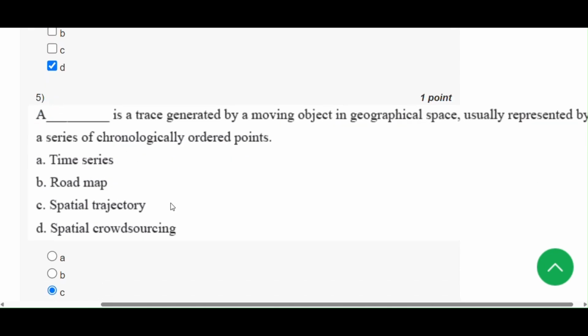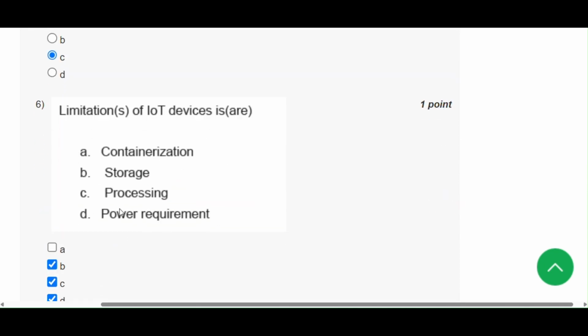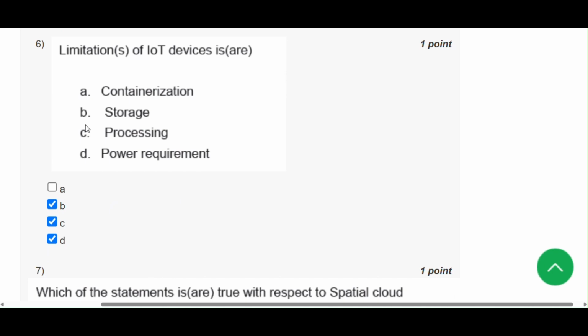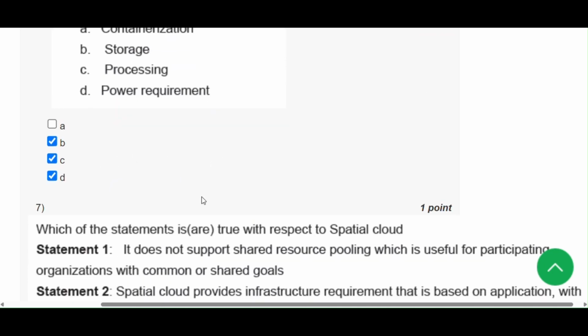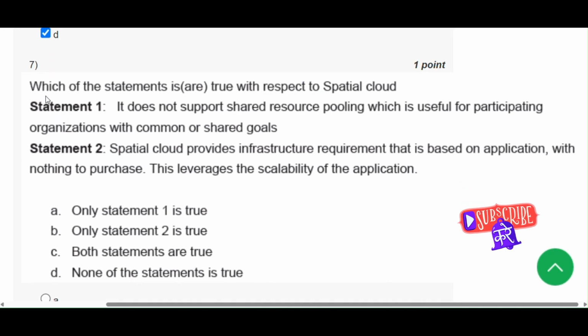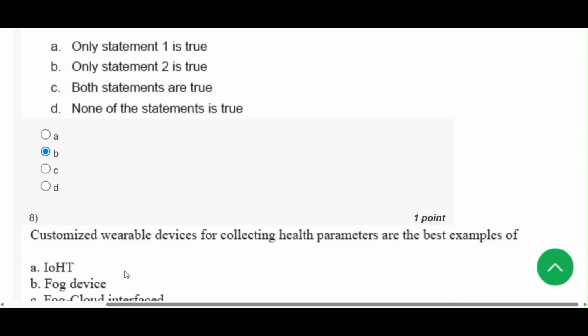Now for question number 5, option C, that is special trajectory, will be the correct answer. Now for question number 6, limitation of the IoT devices are option B, C and D, that are storage, processing and power requirement. So B, C, D are the answers. Now for question number 7, option B, that is only statement 2 is true, is the correct answer.